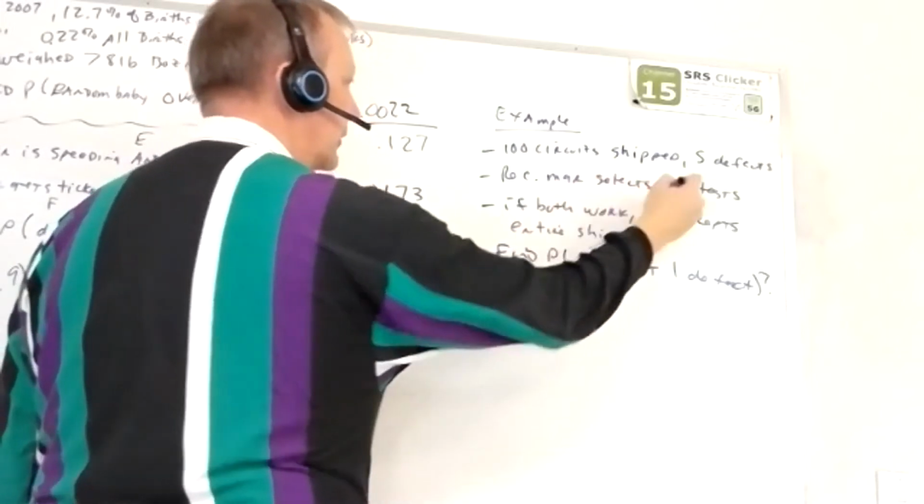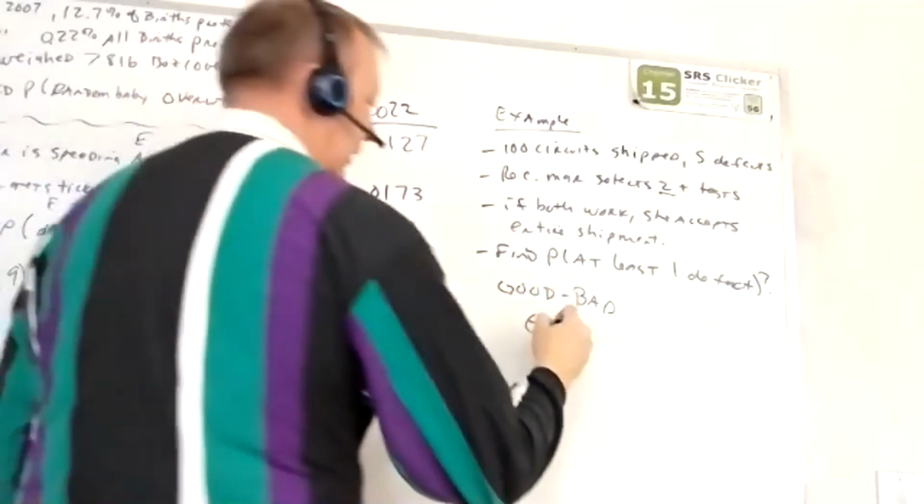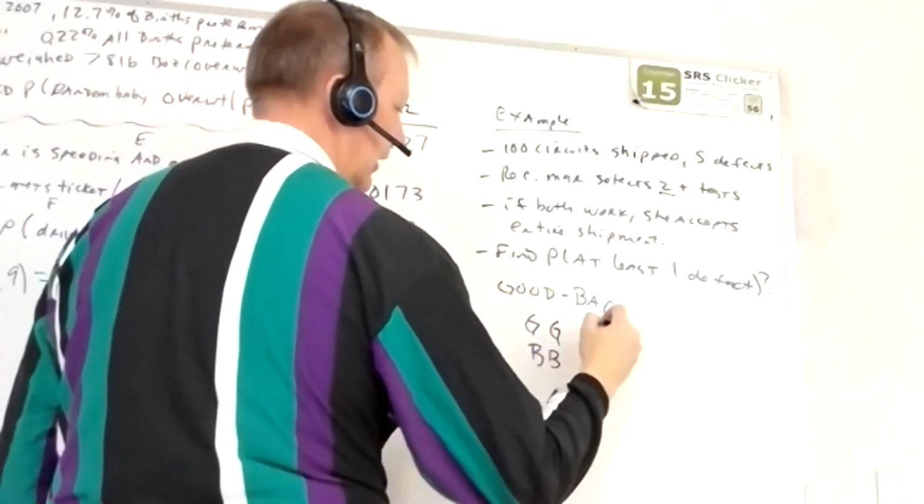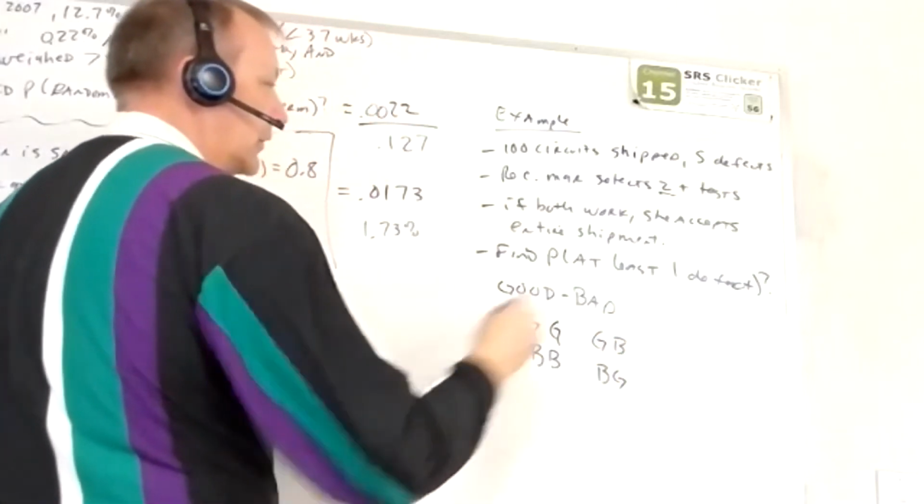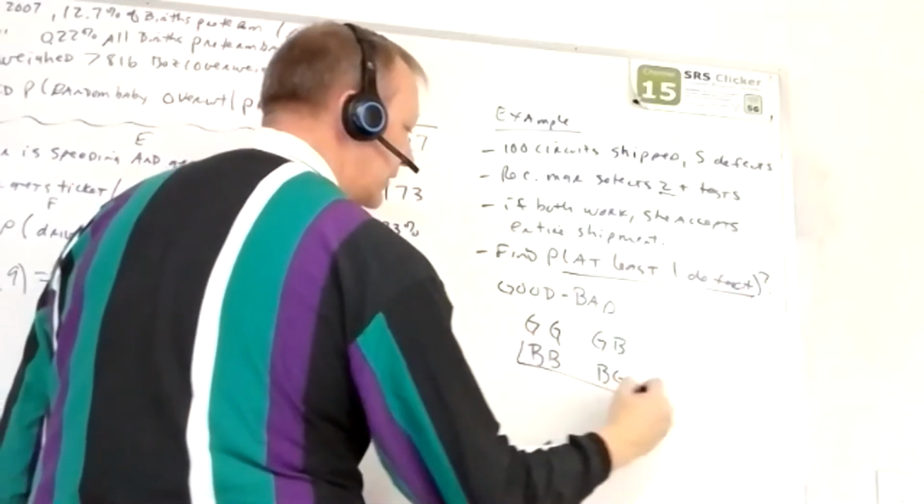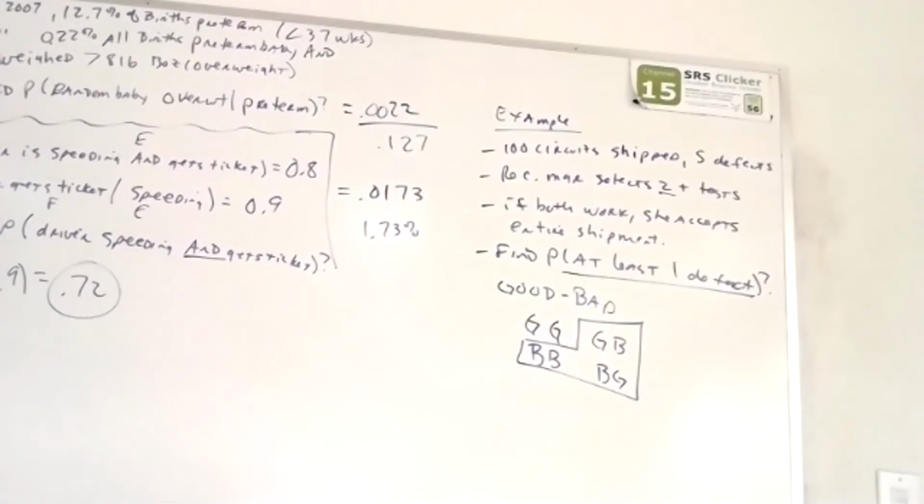No, you're only testing 2. Oh, you're only testing 2, right? So it'd be good, good, bad, bad. Good, good, bad, bad. Good, bad, bad, good. Okay? So at least one defect would be these 3, right? Do you agree with that? Okay? So what's the easiest way to do this?